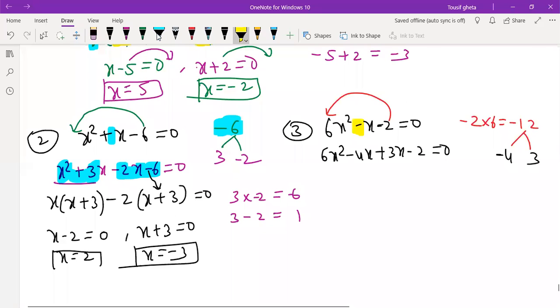Take common in this 2 and then in this 2. In this I can take x as common, and even 2 is also common. So 2x, here 2 threes are 6, minus 2 twos are. In this there is no common, so always 1 will be the common. This x will not come. So 1, 3x minus 2.